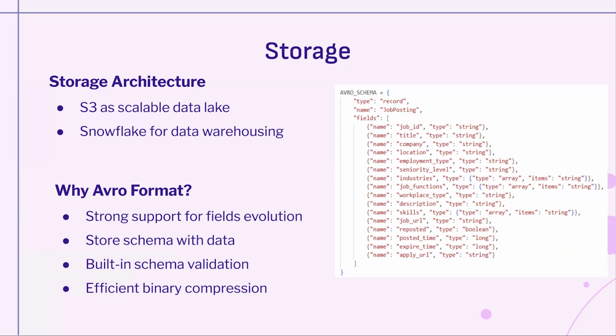We chose Avro for four critical reasons. First, it provides strong support for schema evolution. Avro allows us to adapt our schema without disrupting existing data. And second, Avro stores the schema with the data itself, ensuring data self-documentation and consistency. Third, it includes built-in schema validation, preventing data quality issues before they enter our pipeline. And finally, Avro uses efficient binary compression, reducing our storage costs.